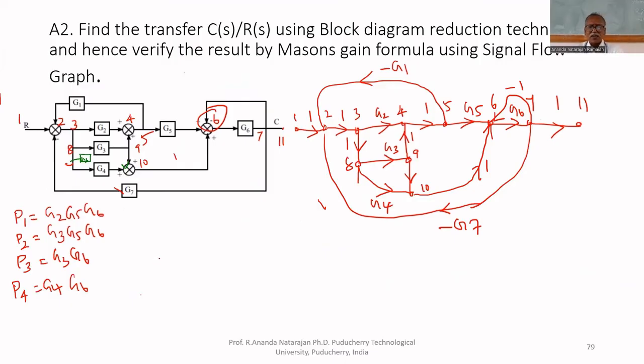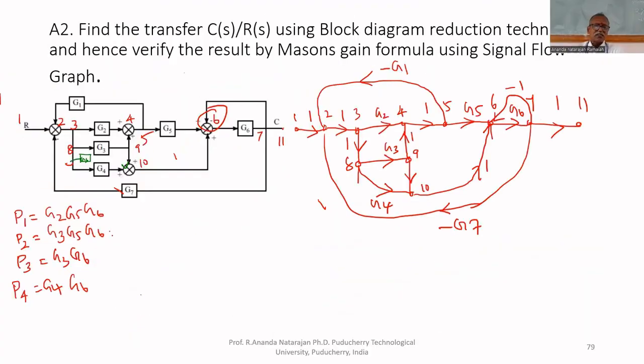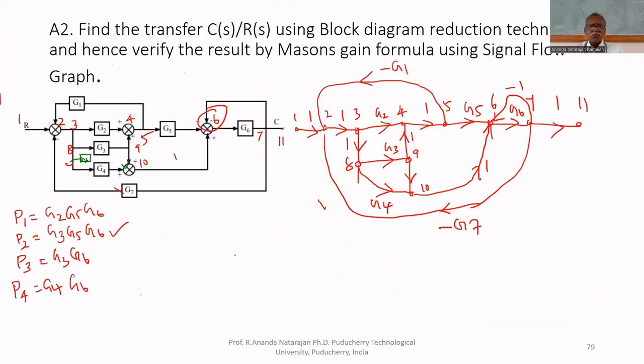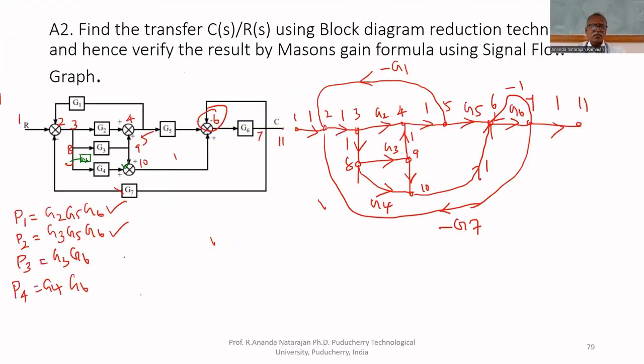Let us check whether it is correct or not. G3, G5, G6 is there. One is G2, G2, G5, G6. That is also there. G3, G6, G4, G6. That is also there. Forward paths are correct. I can cross-check with the block diagram reduction. Now I can find the delta. To find delta, what and all we have to find?